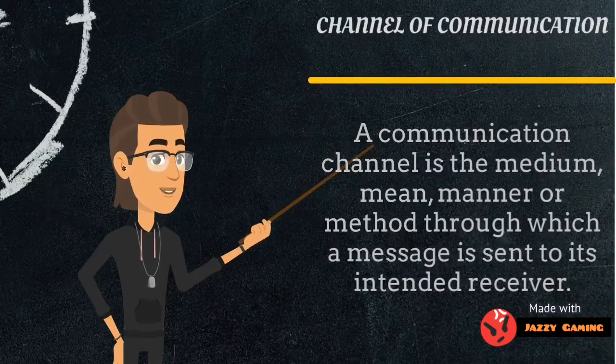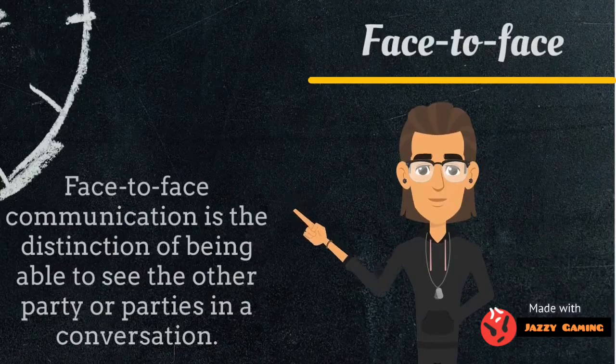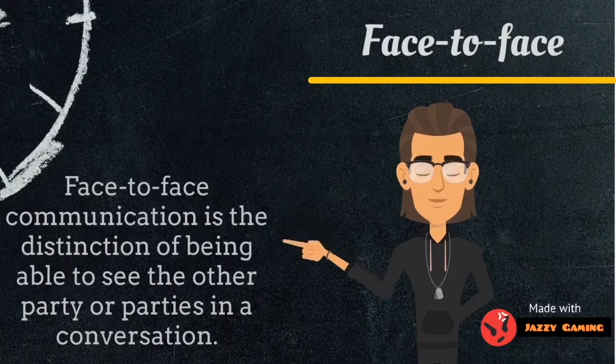Next, we will be talking about communication channels. A communication channel is the medium, means, manner or method through which a message is sent to its intended receiver. Face-to-face is an example of a channel of communication. Face-to-face communication has the distinction of being able to see the other party or parties in a conversation. It allows for a better exchange of information since both speaker and listener are able to see and interpret body language and facial expressions. For example, in team meetings or company annual conferences, social activities with colleagues such as lunches or team building activities.